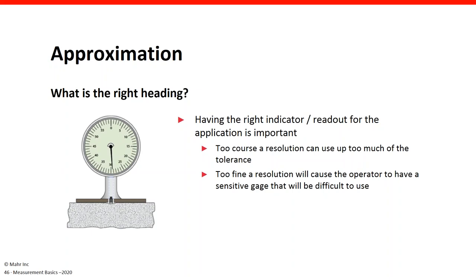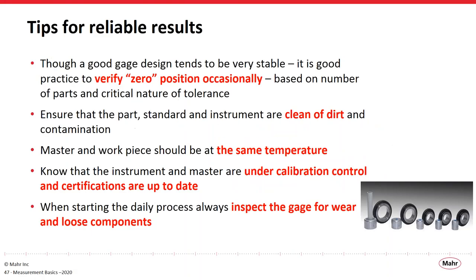Or if the gauge is not being used straight on and the operator is reading it from the side and the grads are too small, you can get a parallax error. Again, it's all from just reading the indicator wrong and trying to guess at what the grads are saying. Approximation could be a big part of a measuring process. But once you understand all those things, there are some things that you can do to make sure that you get the most reliable results.